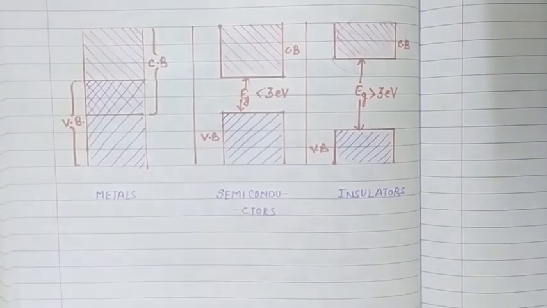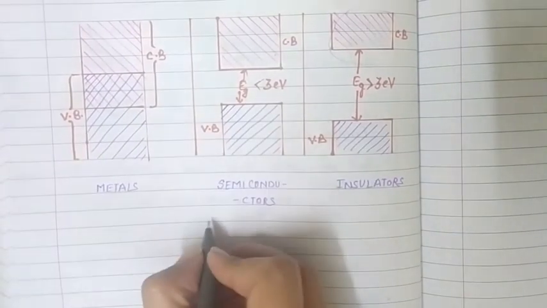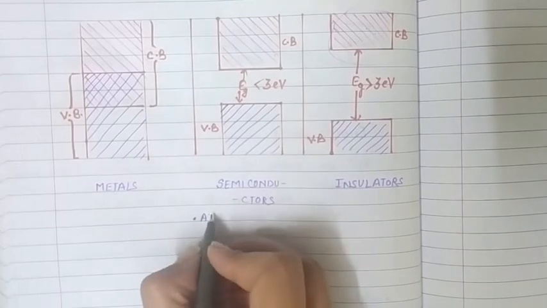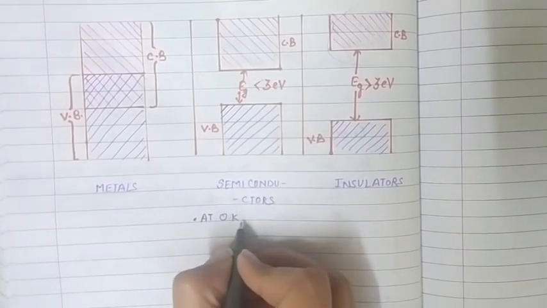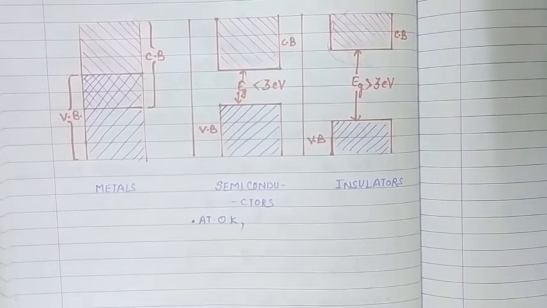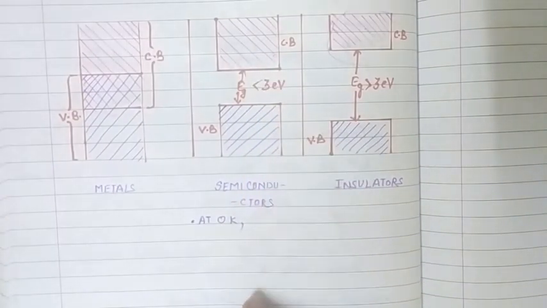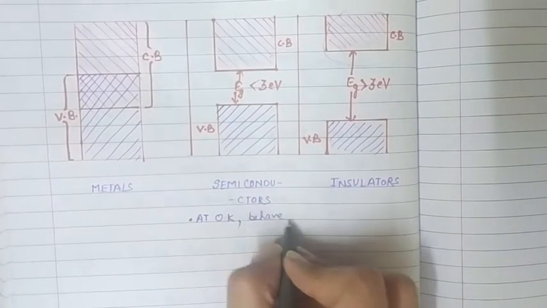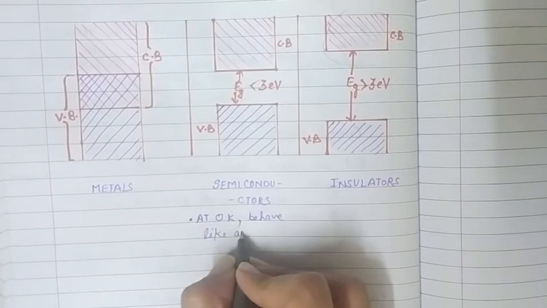So if we talk about insulators and semiconductors: at 0 Kelvin, there is no thermal energy provided to the material, so electrons can't jump from valence band to conduction band. In that case, this semiconductor behaves like an insulator.